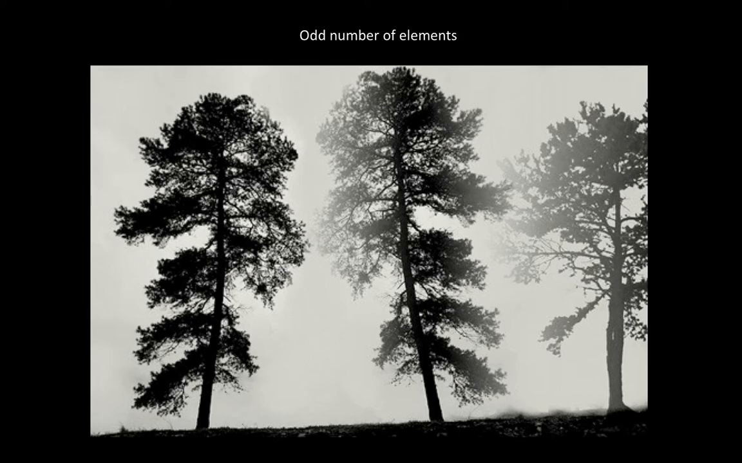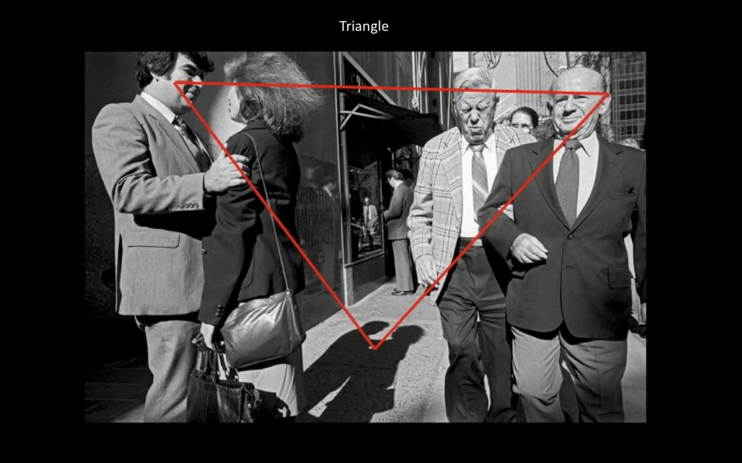Odd number of elements, so instead of having 4 objects, having 3 objects or 5 objects works better in the photograph. If those objects are arranged in a triangle-like shape, that also can create a good composition. Not required, but it's an option.